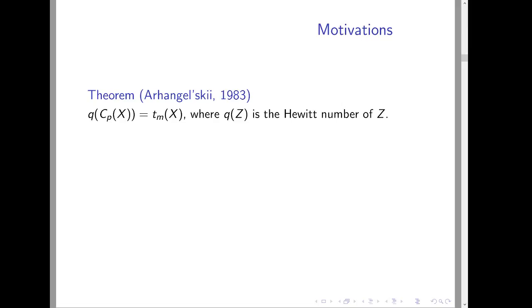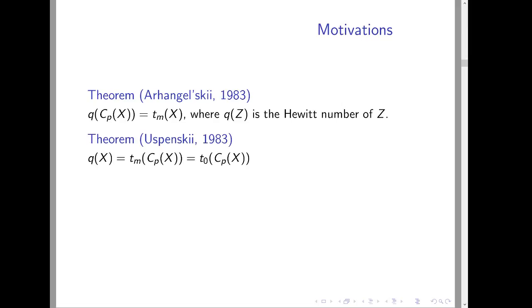And shortly after Arkhangelskii proved this theorem, Uspenskii showed that there is a full duality, in the sense of C_p theory, between the Hewitt number and this cardinal function t_m. That is, the Hewitt number of the underlying space X is equal to the mini-tightness of C_p(X). In particular, X is realcompact if and only if C_p(X) has a countable mini-tightness. And in this case, for C_p spaces, it turns out that both cardinal functions, mini-tightness and functional tightness, coincide; they're equal.